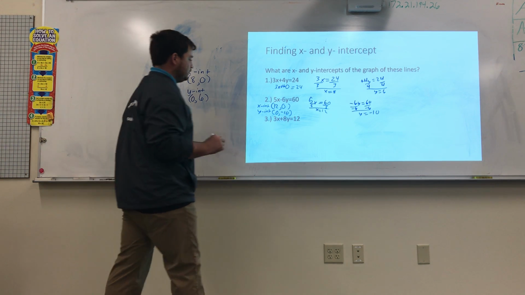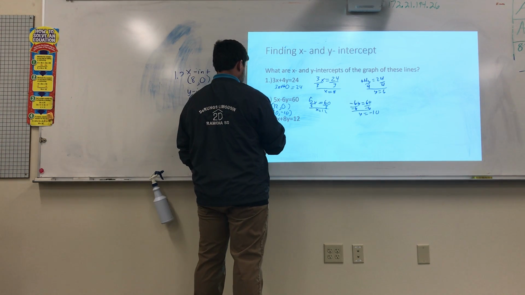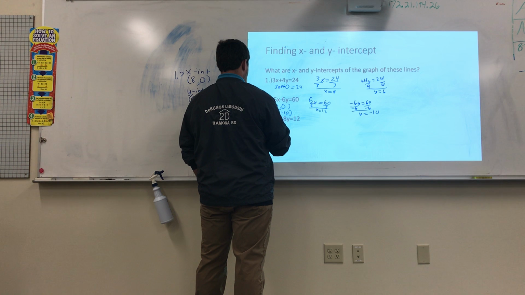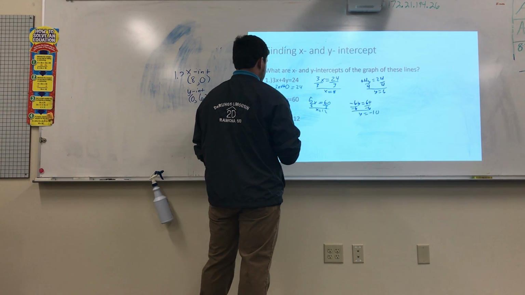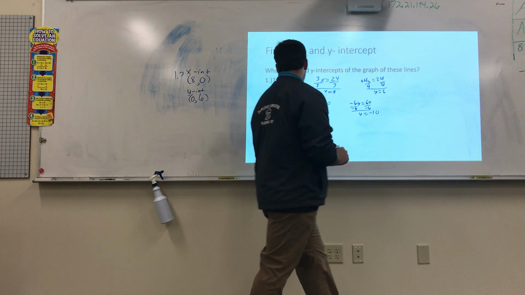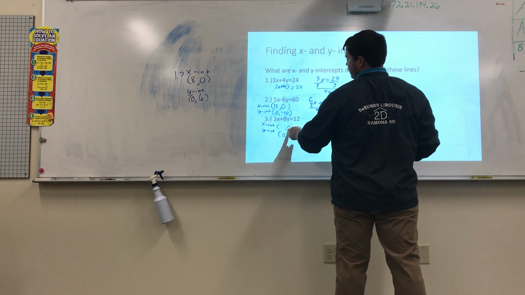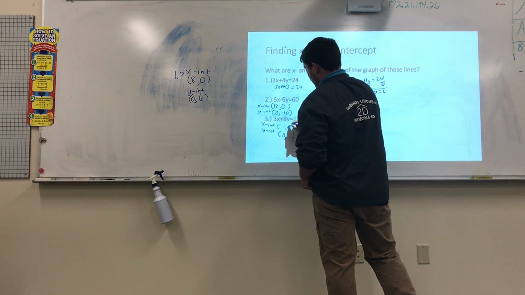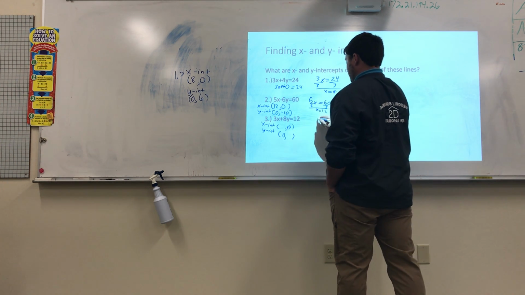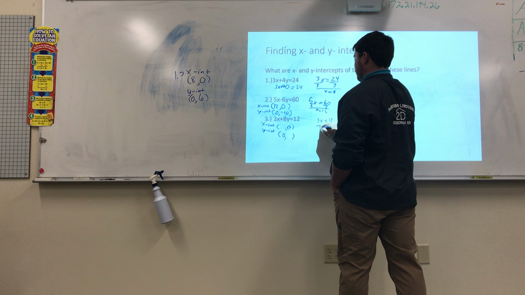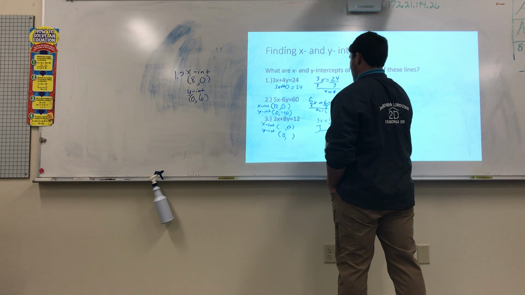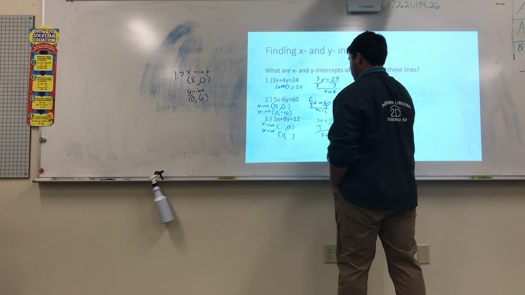Alright, x-intercept, y-intercept. So we plug in 0 for our y to get our x-intercept. We're going to get 3x plus 0 equals 12. Divide by 3, divide by 3, x equals 4.